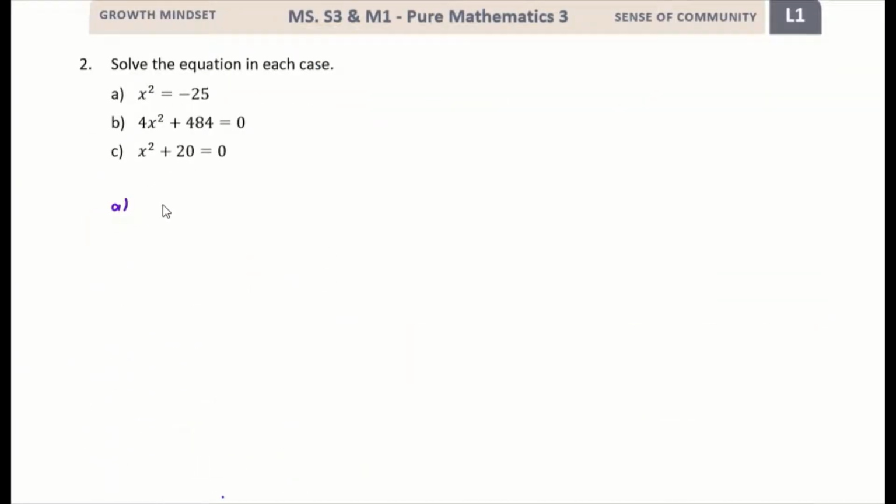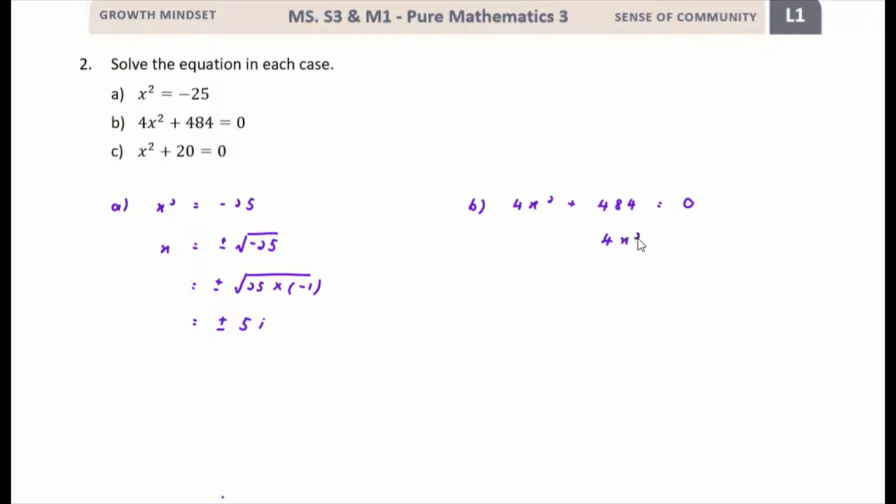I guess this should be easy. x squared equals negative 25. So which means x is equal to plus minus square root negative 25. Same thing, we can express it as 25 multiplied by negative 1. So my final answer will be plus minus 5i. Okay, let's move on to B. We have 4x squared plus 484 equals 0. If you are confident enough, you can try it by yourself, then after that, check your answer.